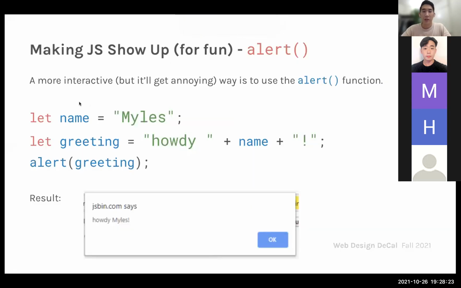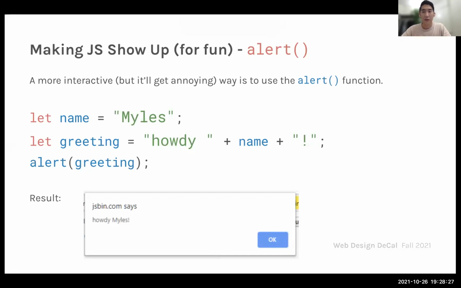So another way to make JavaScript show up, just for fun, you probably don't want to use this on your websites because it'll get very annoying for users, but a more interactive way to make things show up is by using the alert function. So here we have let name equals Miles, greeting equals howdy plus name plus exclamation point, and then alert greeting. So we can try that right now.